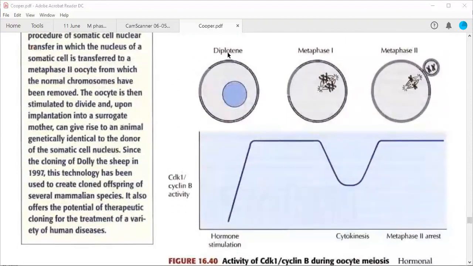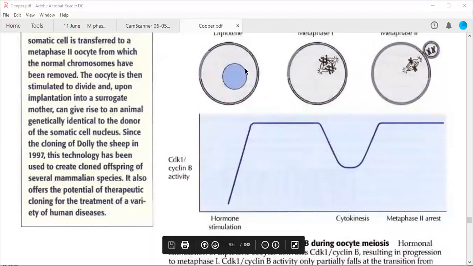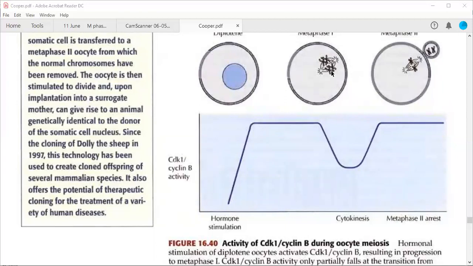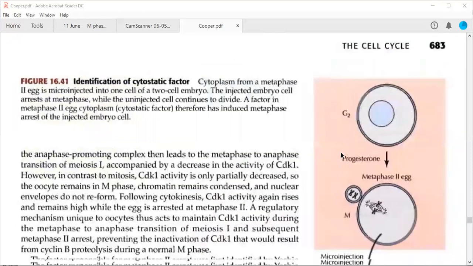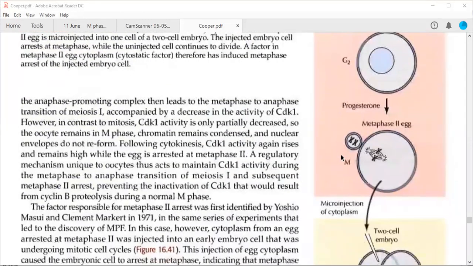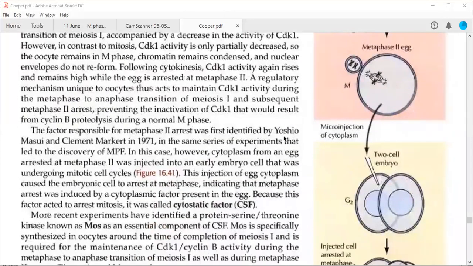This diagram is showing the diplotene arrest, then the cell is again arrested during metaphase 2. But if hormonal stimulation is given, it will come out of this diplotene arrest, and then cytokinesis will result. Cytokinesis will lead to formation of the first polar body, and the cell will be arrested in this particular phase, which can be overcome only after fertilization. So after fertilization, actually what will happen?